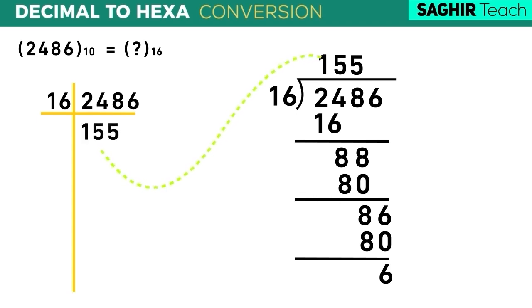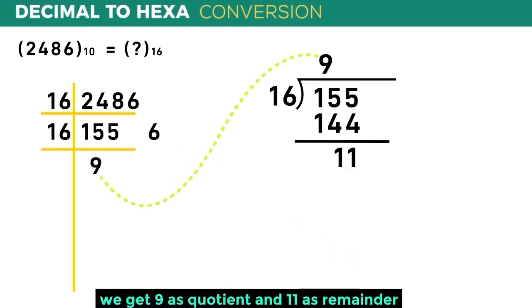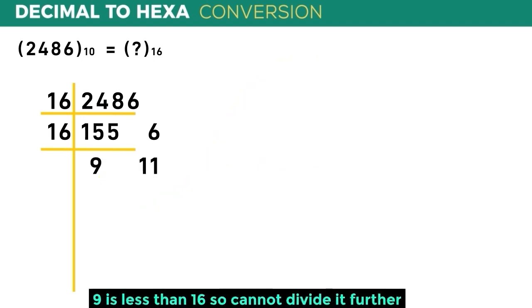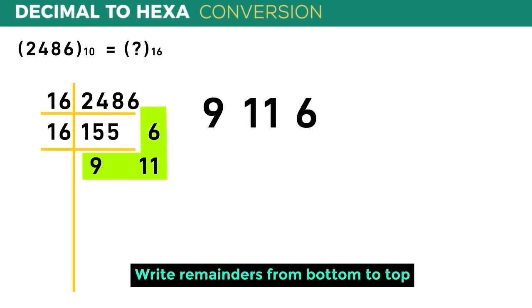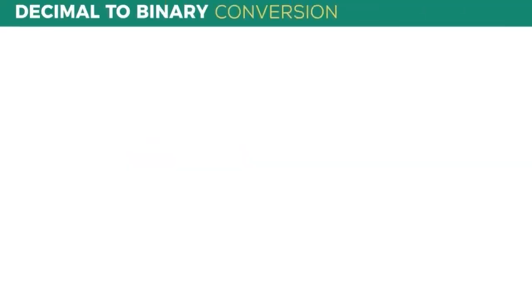Divide 155 by 16, we will get 9 with remainder 11. 9 is less than 16, so we can stop our calculation here and do a reverse calculation from left to right and upwards. We get 9, 11, 6. But one thing to keep in mind is 11 is equal to B in hexa. So our answer is 9B6.